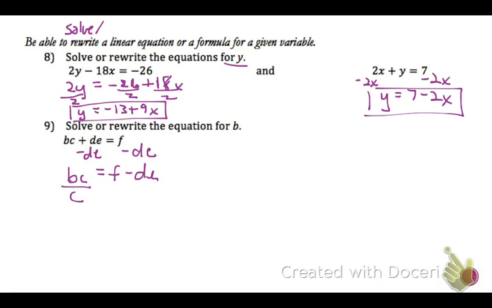I can't combine. Now I need to divide both sides by c so that I can get b by itself, and then I simply write what I've got over here. So again, the answer is not a number. It's, in this case, it looks like a formula, an equation form. But this is that formula rewritten for b equals.